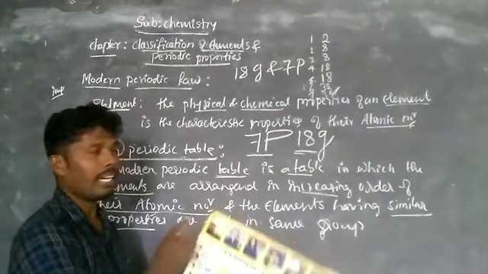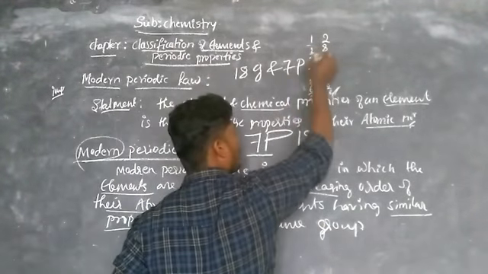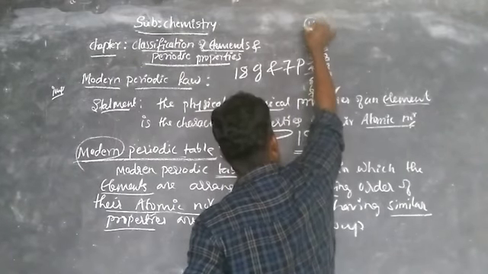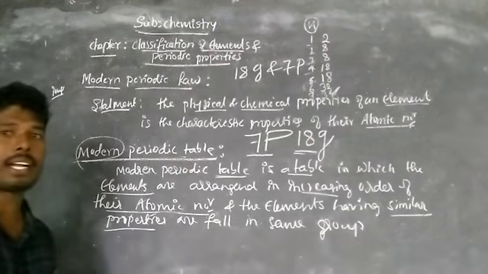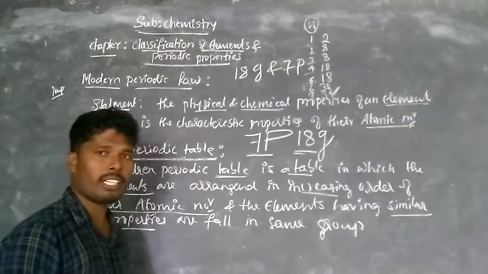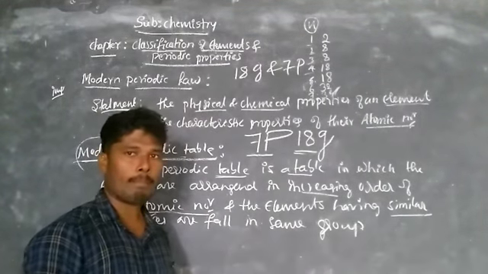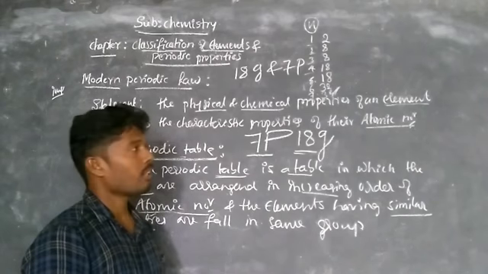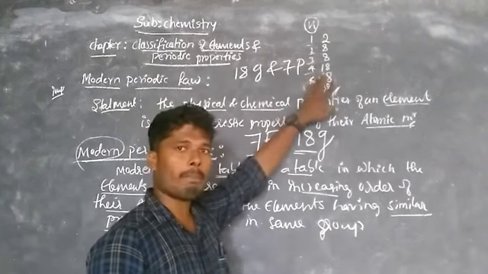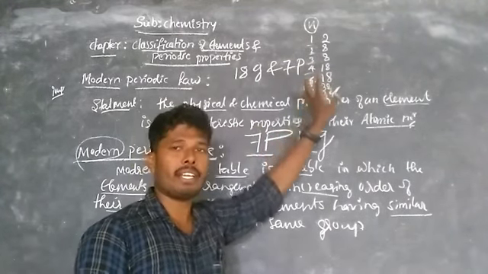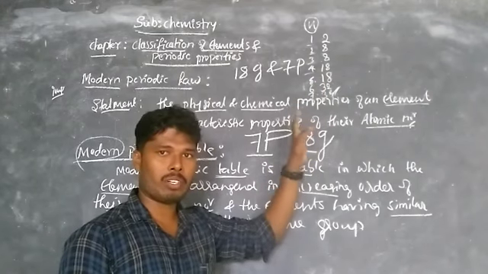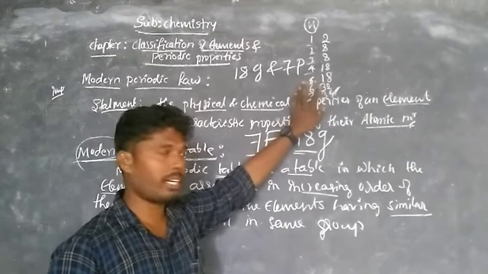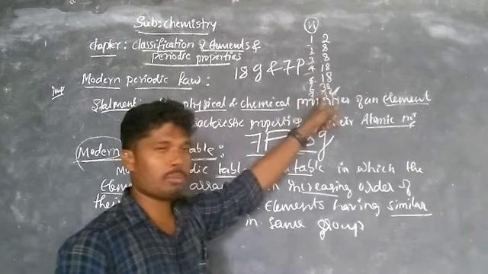Okay, so here the 1, 2, 3, 4, 5, 6, this is called n. What is meant by n? In the previous chapter you learned n is nothing but the principal quantum number. What does it signify? This n, principal quantum number, signifies the main energy level of an electron or shell. It indicates the energy of a shell. So this is the main energy of an element.